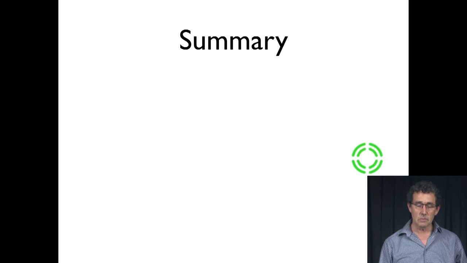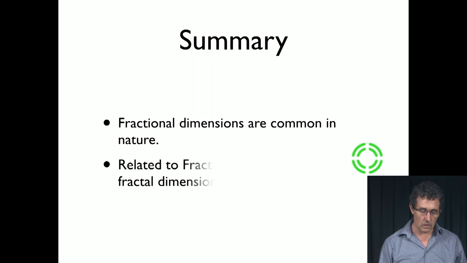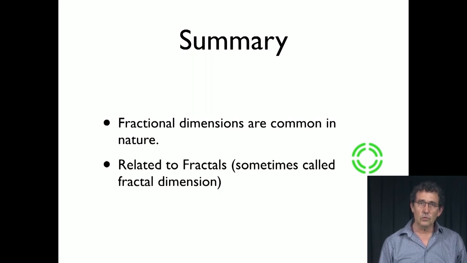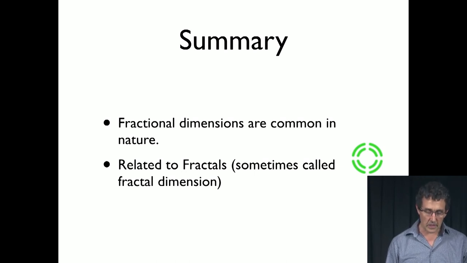So to summarize, fractional dimensions are common in nature, and they are related to fractals. So sometimes this is called fractal dimensions. I actually made this mistake a few slides ago. They don't have to be fractals in the mathematical sense. They just have to be structures that have somehow a behavior that is between a single-dimensional object and a two-dimensional object, or a two-dimensional object and a three-dimensional object.